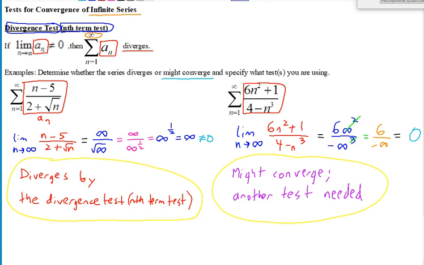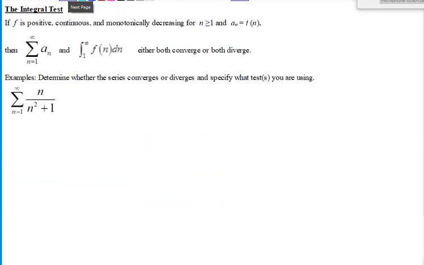All right, so that's kind of just the basic one. It can quickly find some that definitely diverge if that limit's not 0. Most of the ones they give you on the AP test will equal 0, so you have to use one of the other tests. But if you see one that doesn't equal 0, you can tell right away it diverges by the nth term or divergence test. All right, so the next test we're going to look at is the integral test.